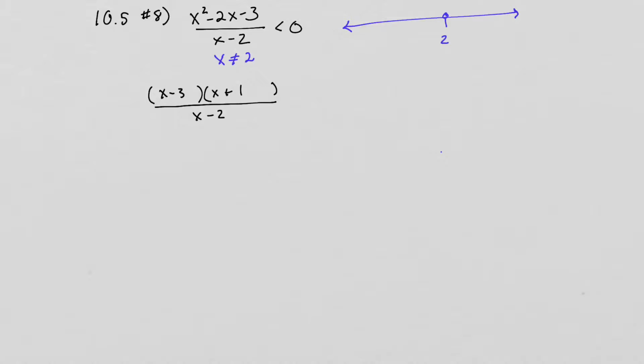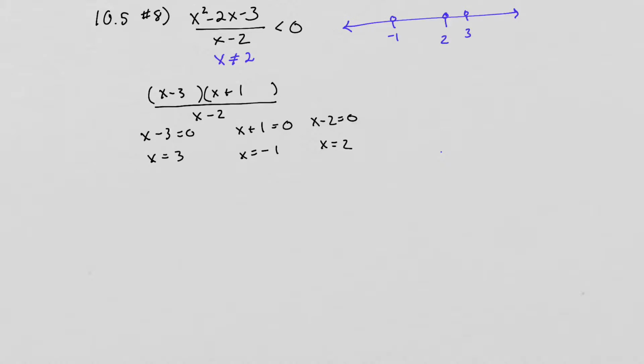And then we get our key numbers that divide up the number line into pieces from these factors. If x minus 3 were 0, or x plus 1 were 0, or if x minus 2 were 0, these are the numbers for x that divide our number line up. So when x is 3, or x is negative 1, or when x is 2, we divide our number line up into sections. On the number line, x is 3, we could mark that off here. And then x is 2 is already marked off, and then x is negative 1, that's over here.